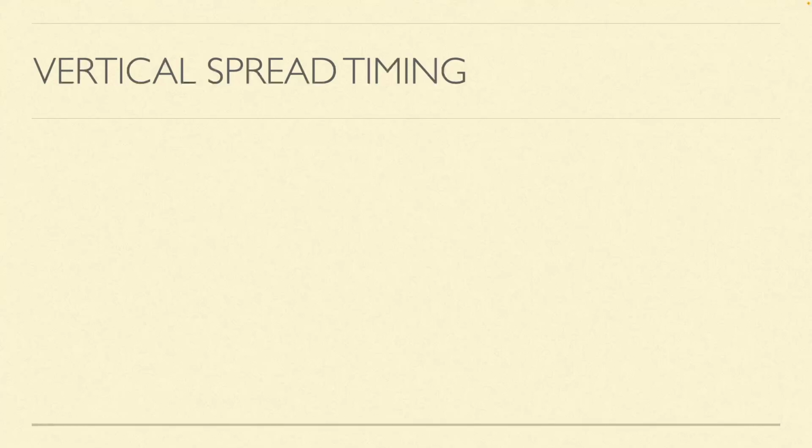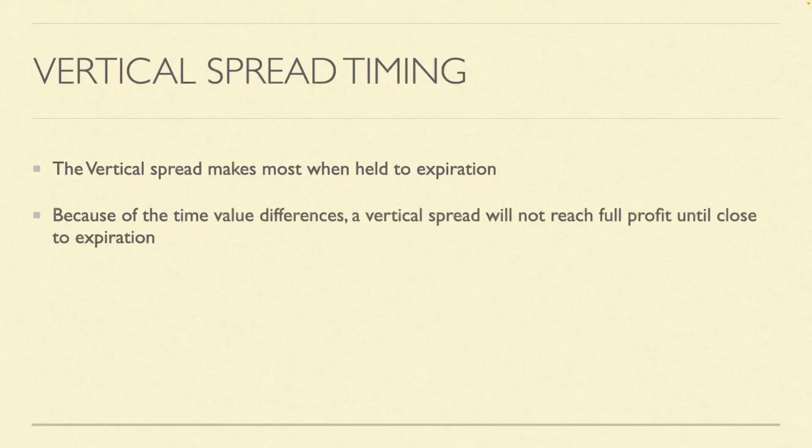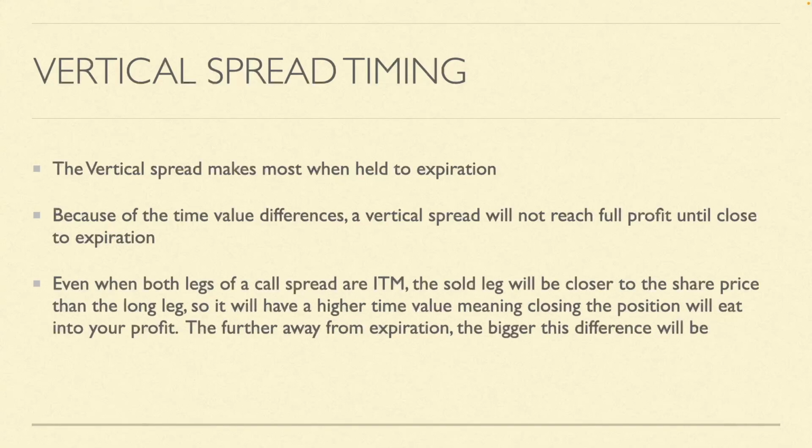Vertical spread timing. The vertical spread makes the most when held to expiration. Because of the time value differences, a vertical spread will not reach full profit until close to expiration. Even when both legs of a call spread are in the money, the sold leg will be closer to the share price than the long leg, so we'll have a higher time value, meaning closing the position will eat into your profit.